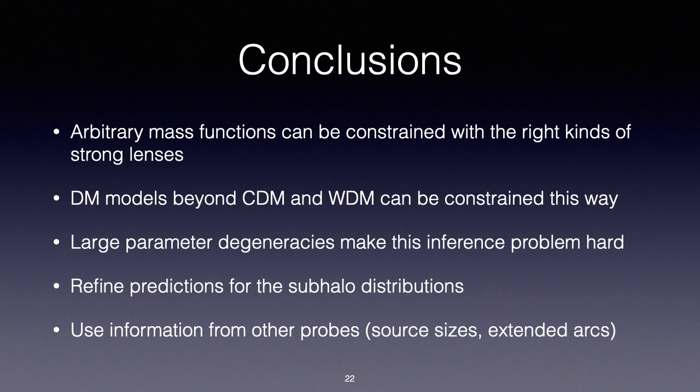We can also use information from other probes, other source sizes, and from extended arcs to again help nail down this inference problem and make even more robust constraints.